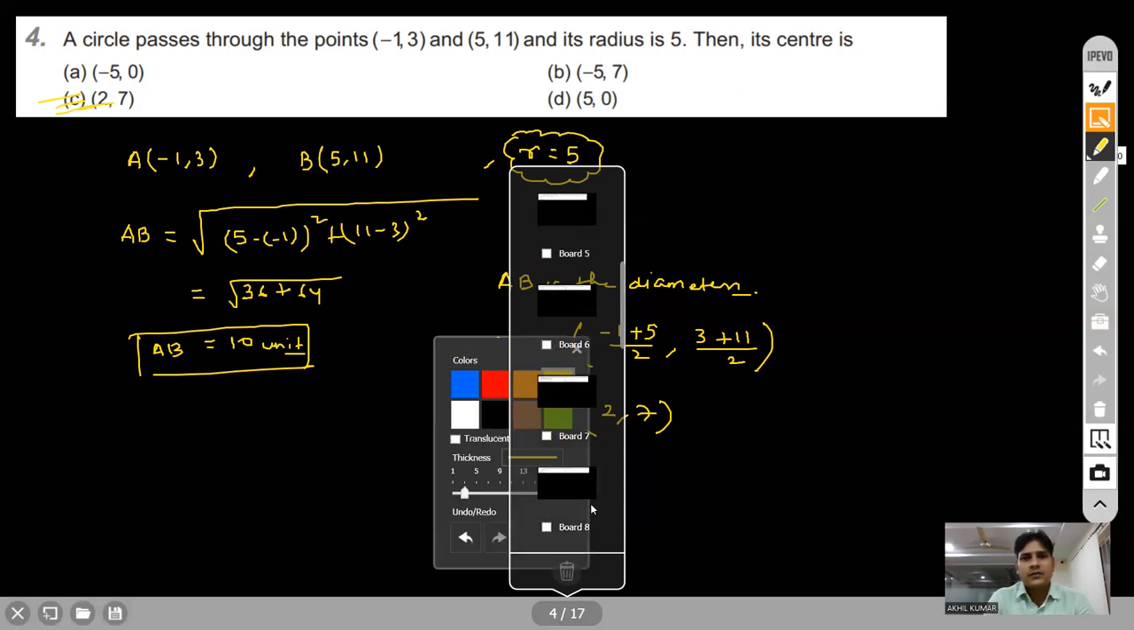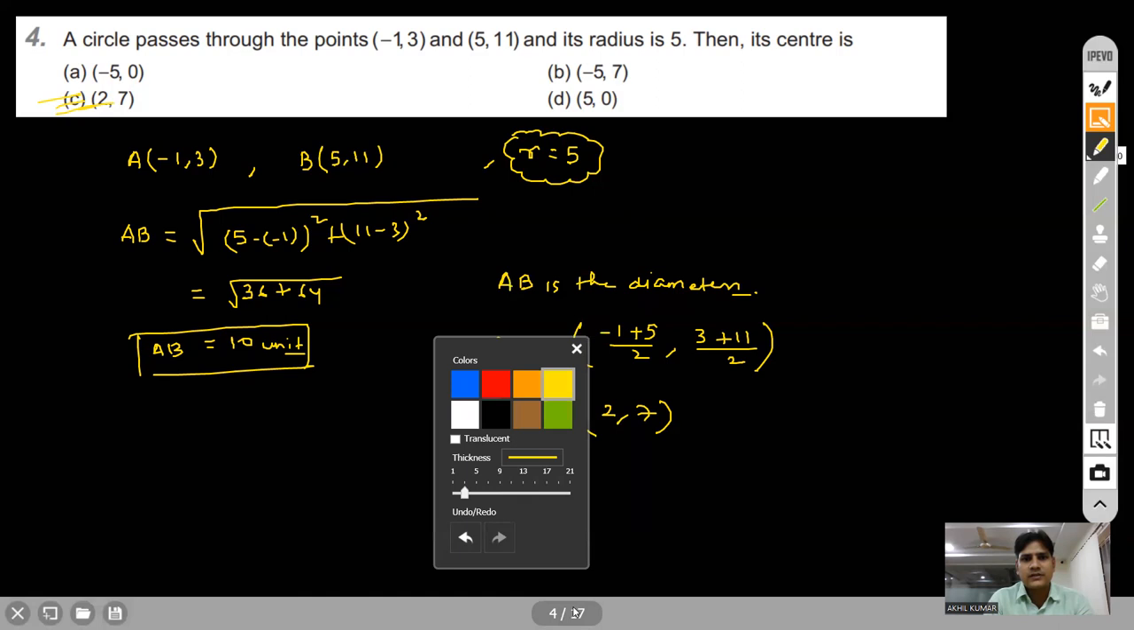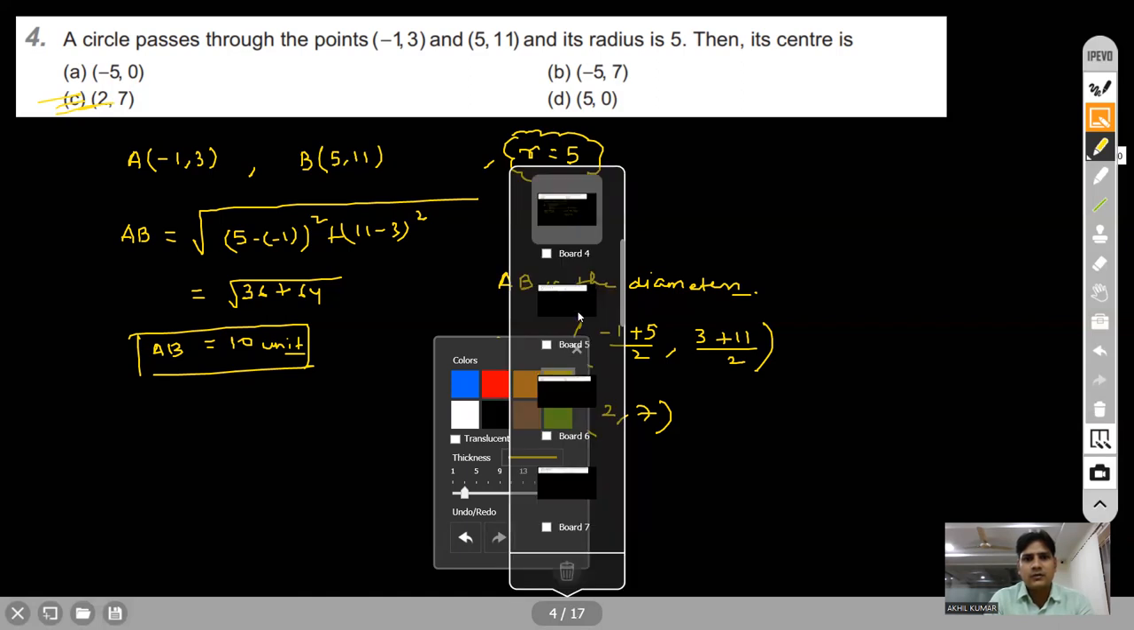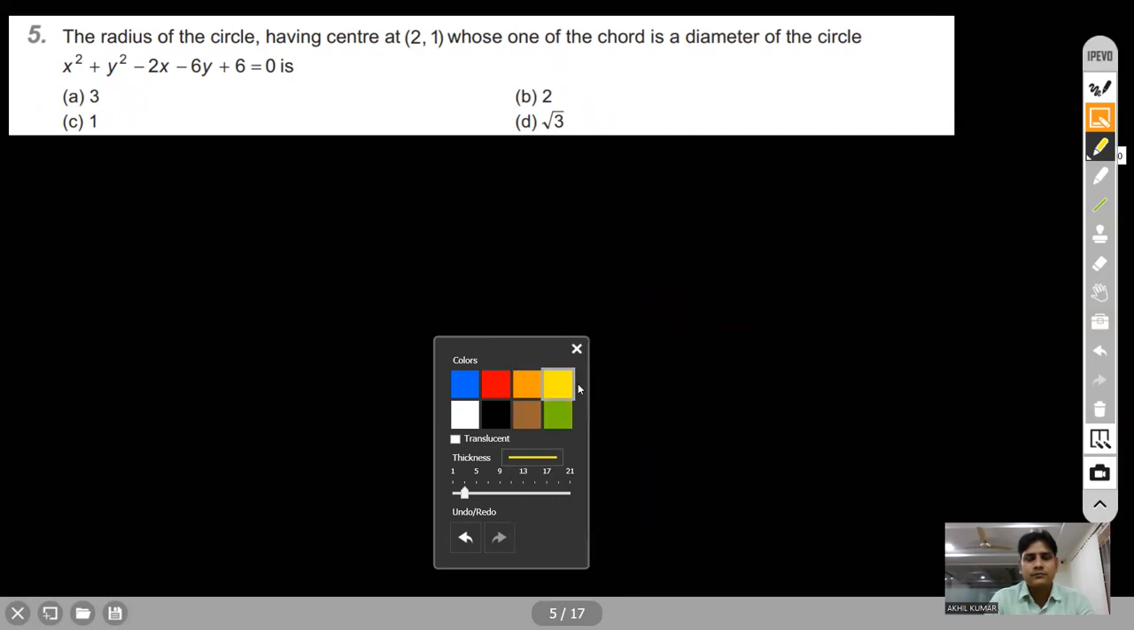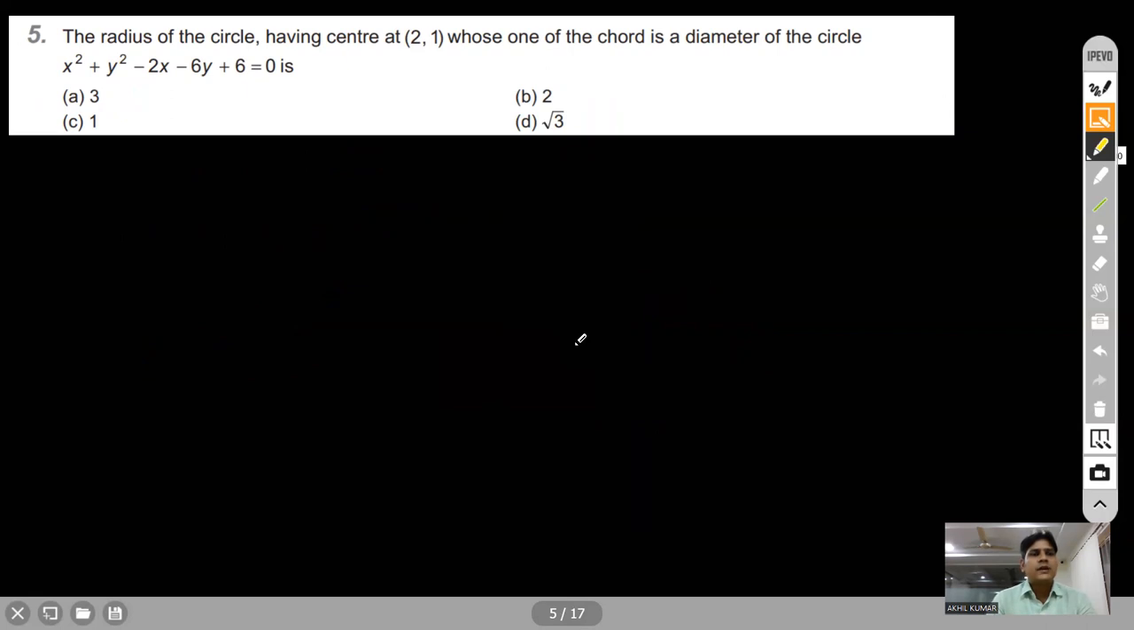So we are done with this question. Question number 4 is done. Now let's move to question number 5. Now it is saying the radius of the circle having center at 2,1, whose one of the chord is a diameter of the circle, this.